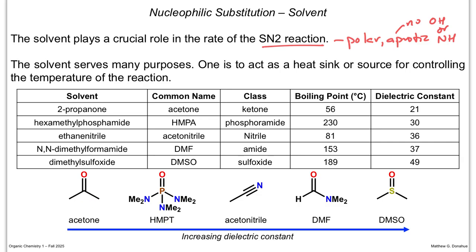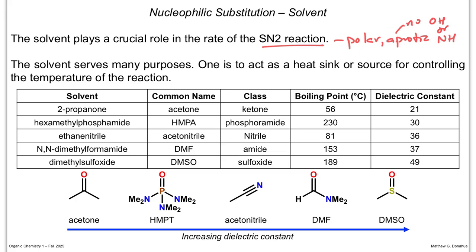HMPT, the functional group class is something we haven't really seen before. It's kind of like an amide, but there's a phosphorus, so that's called a phosphoramide. We've seen nitriles, so this is acetonitrile. DMF is an amide, so dimethylformamide. And DMSO is dimethyl, and then this group is called a sulfoxide, so DMSO.